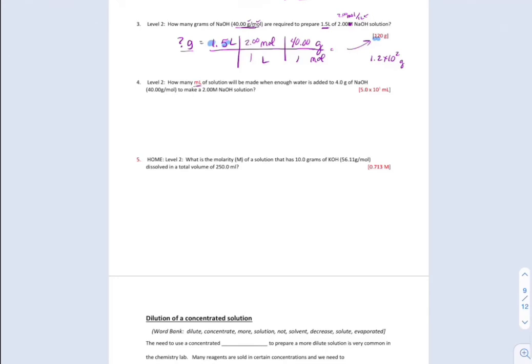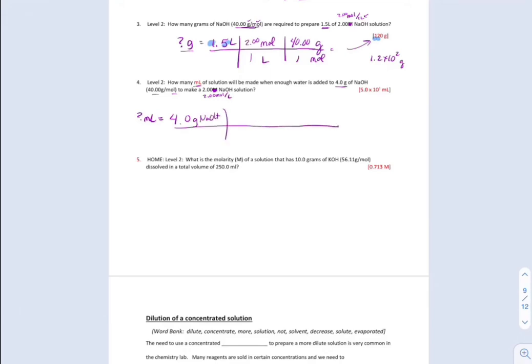All right, now, how many milliliters of solution will be made when enough water is added to the 4.0 grams of NaOH? So again, that molarity, I'm going to change it to 2.0 moles per liter. Notice I've got a number here. And the fact I made that right is probably a key that you need to pay attention to. We've only got 1 unit. That's what you start with: 4.0 grams. Oops, sorry. I want to say that what I'm looking for is milliliters. So 4.0 grams of NaOH.